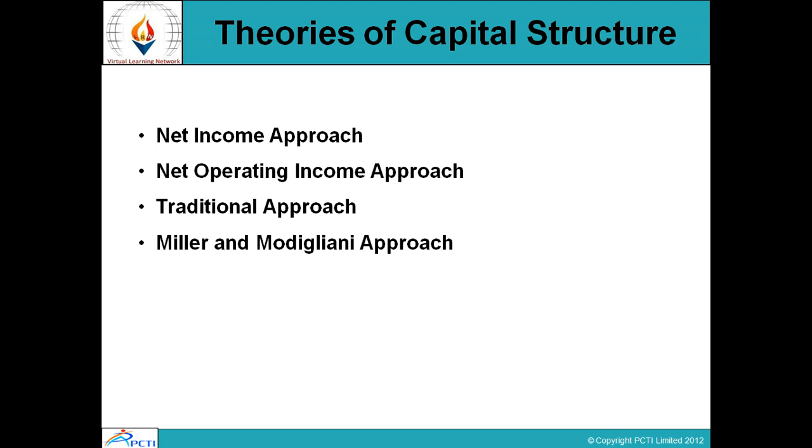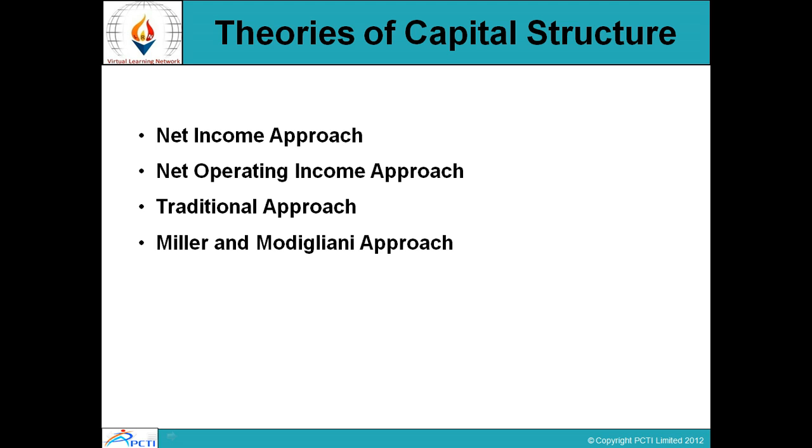What does it mean to say? The traditional approach has two propositions. First, net income is constant until a certain degree of leverage and then after rises at an increasing rate. Up to a certain level the income will remain the same and after one particular point the income will keep rising.